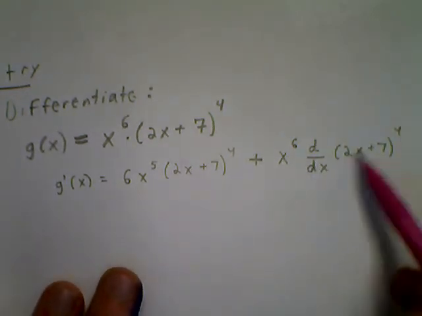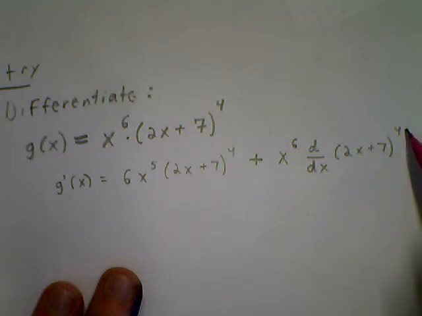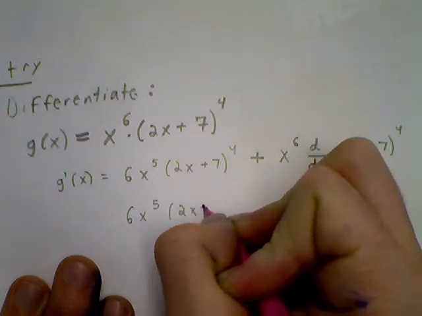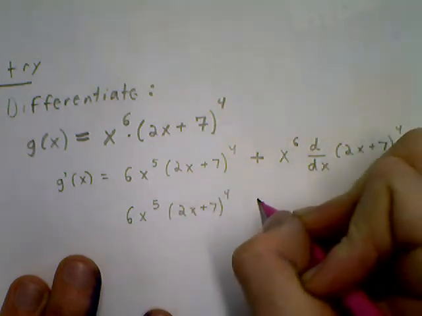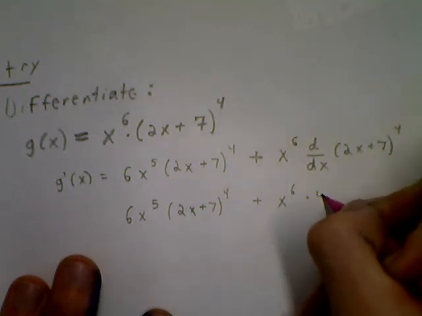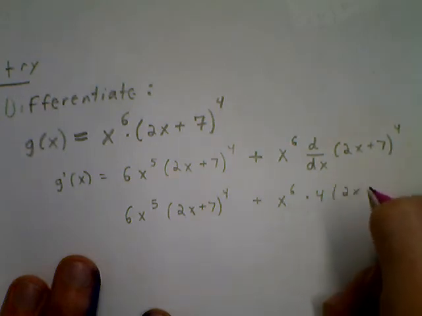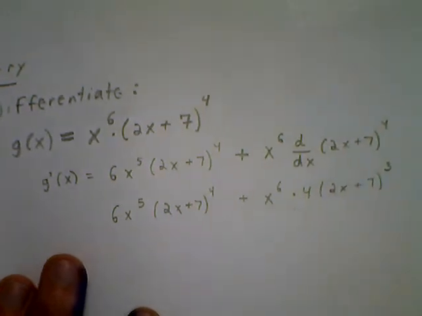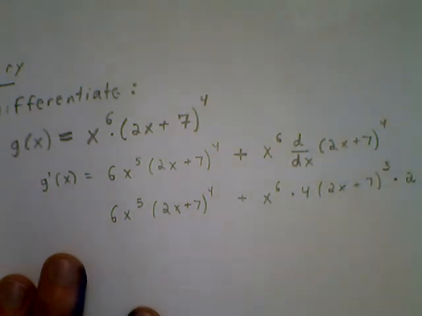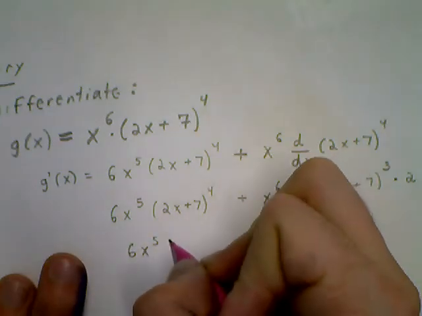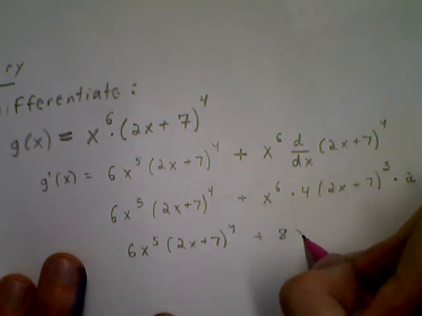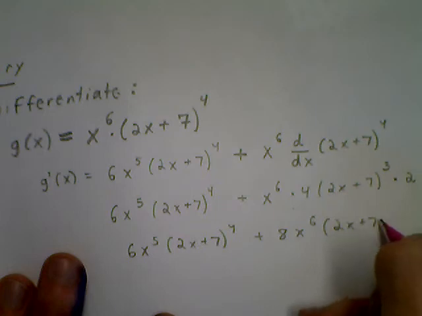Right here, I noticed that I need the chain rule because my inside function is 2x plus 7. The outside is the 4th power. Bring the 4 to the front. Subtract 1 from the exponent. And multiply by the derivative of the inside, which is 2. Next, I have 6x to the 5th times 2x plus 7 to the 4th plus 8x to the 6th, 2x plus 7 to the 3rd.